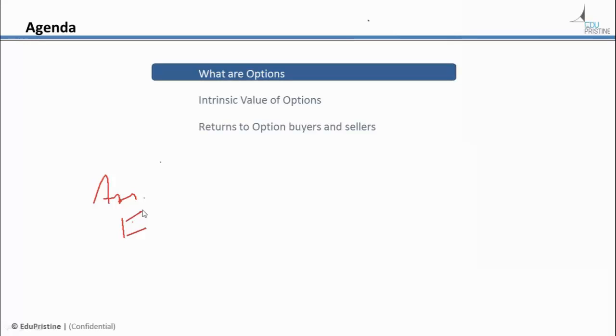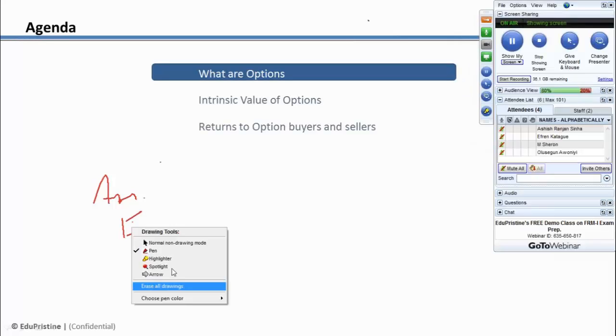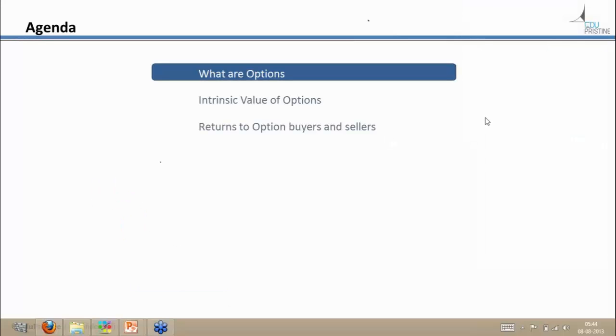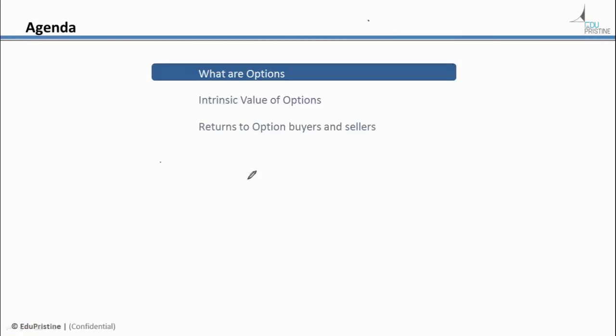Okay, so the name doesn't have anything to do with this, it's just the names. American is when you can exercise it at any point of time. So this is my timeline. I bought the option here and it is applicable till 3 months. So I can exercise in between at any time. That is an American option. So it's not that I can exercise only at the end, I can exercise at any point of time.